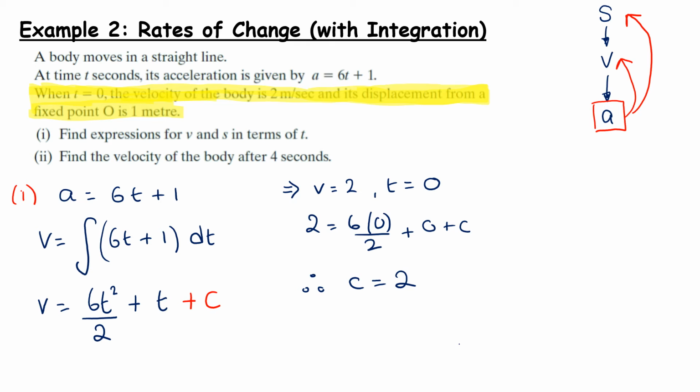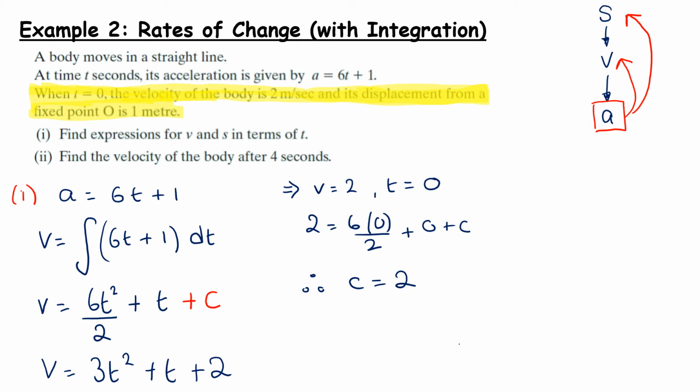If you were comfortable, you could go straight to c as 2, because they've given us t equals 0, which is effectively the y-intercept, which means that 2 represents the constant. So you could go straight to there. So v is going to be, and I'll clean this up now, 3t squared plus t plus 2. So that's an expression for v.